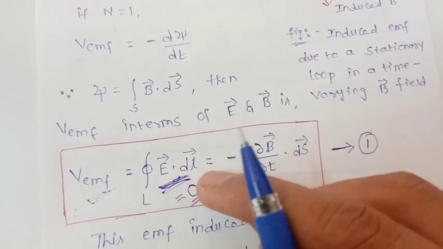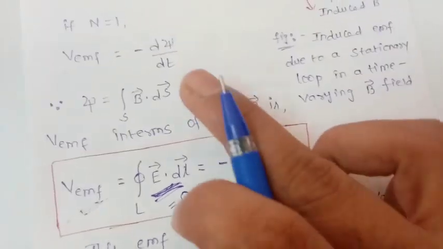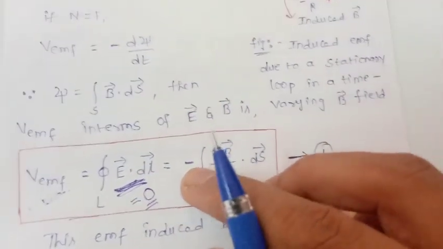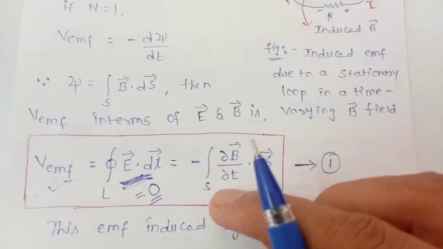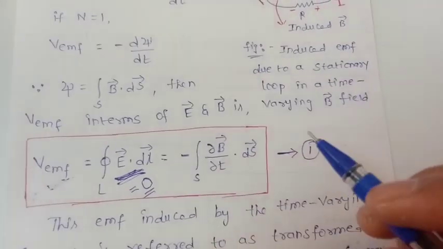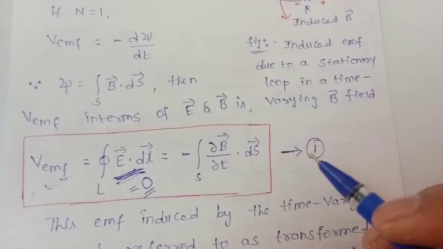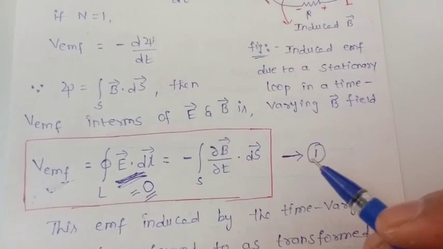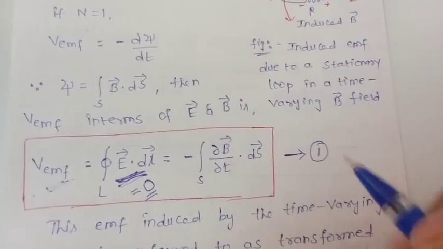Therefore the potential difference, that means the induced EMF, is equal to the closed line integral of E bar dot dl bar, which, according to Faraday's law, is equal to minus the surface integral of dou B bar by dou t dot dS bar. This is the first Maxwell's equation in time varying field in integral form. Let us assume that it is expression number 1.